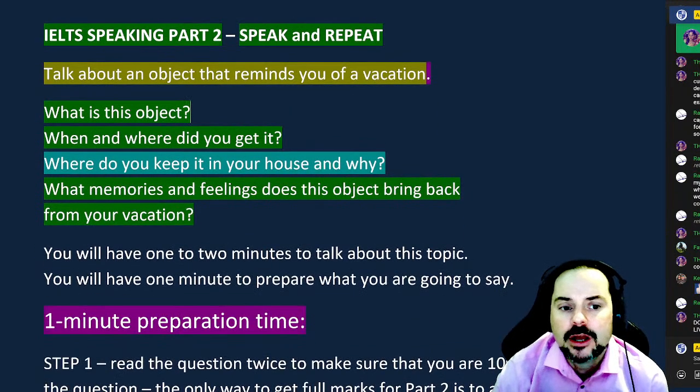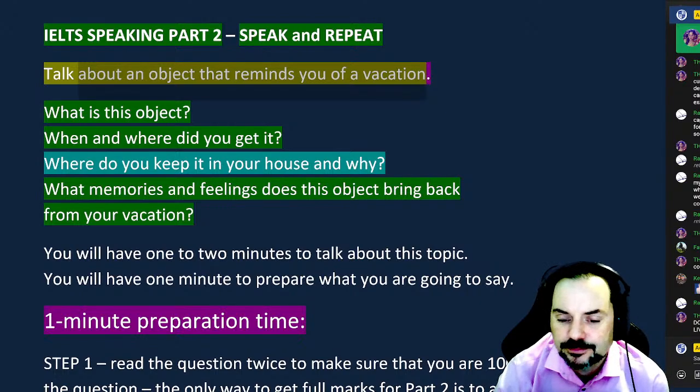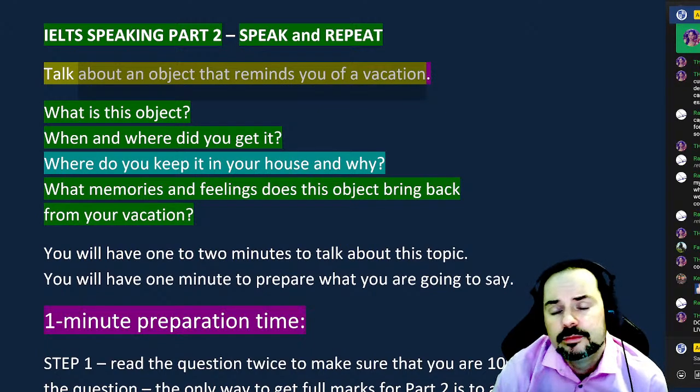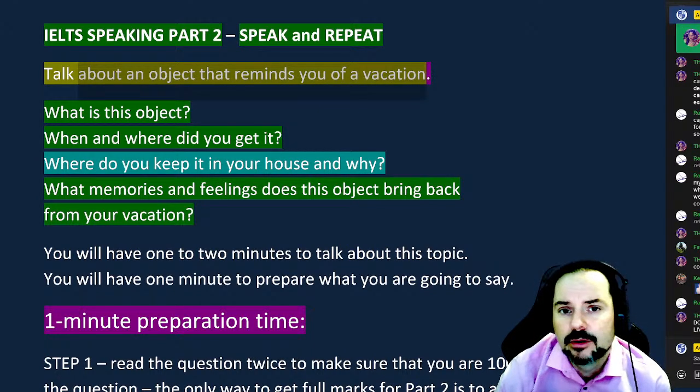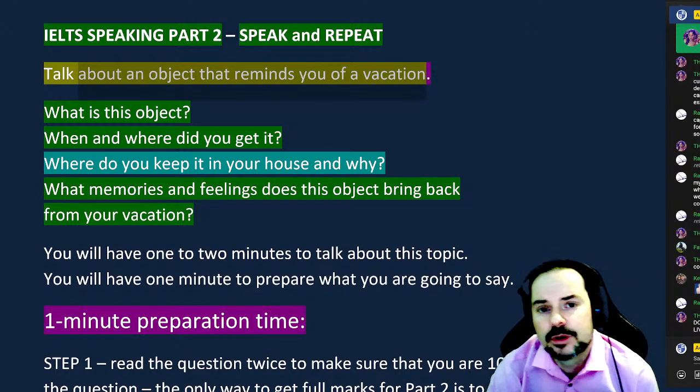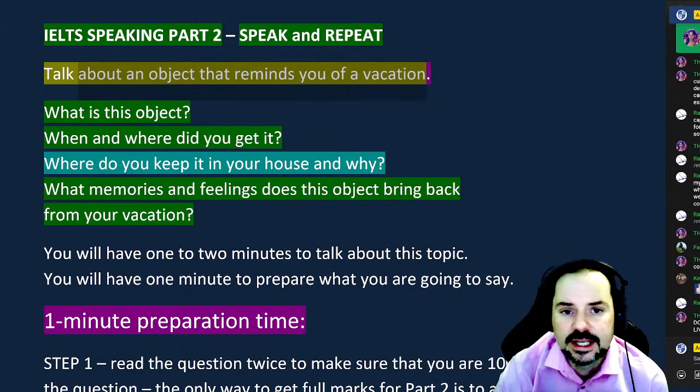So here, you need to talk about an object that reminds you of a vacation, okay? And you talked about the painting. But from the 2 minutes, you only spent about 20 seconds talking about the painting. The other 1 minute 40 seconds, a lot of time was wasted.